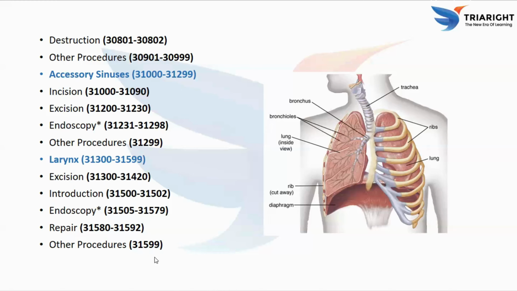And other procedures, 31,599. These include unlisted laryngeal procedures. They also require documentation and payer review. Here is a picture. You can see trachea, bronchus, bronchioles, lungs, ribs and diaphragm.